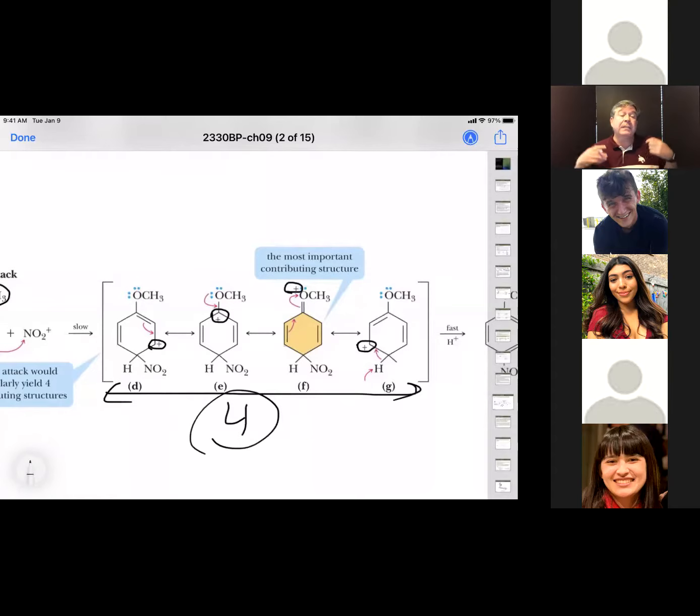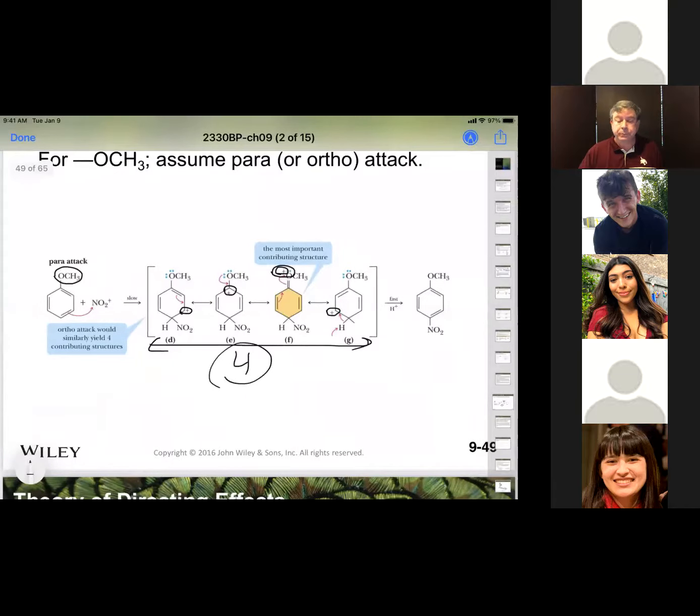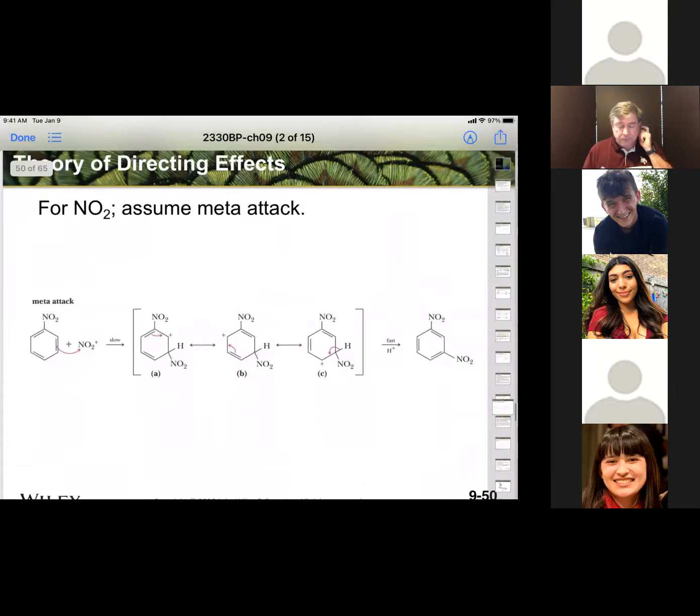And therefore, it's more favored because of that extra resonance structure where we can stabilize that positive charge using that lone pair on the ortho-para director. Okay. And of course, the last step is losing the proton. Okay. So let's try that with the nitro group and see what's happening here. So let's do that meta attack first again.